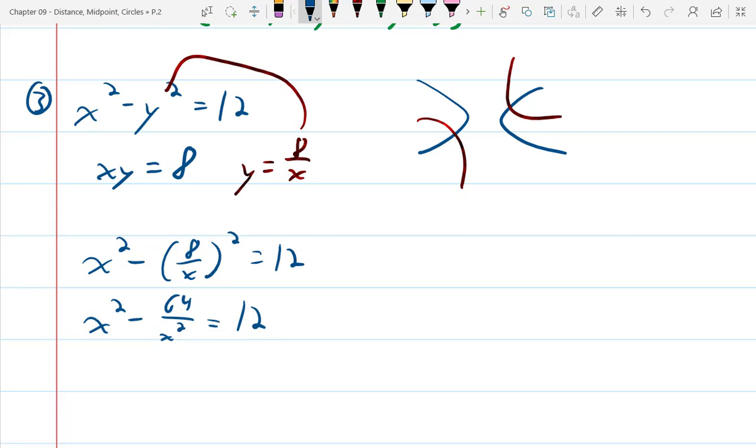Now, we right away know something x cannot be. Zero. So if you get any points where x is zero, that's out. So that's like a domain restriction thing to just be aware of. You can see that in the original problem. xy equals 8. x could not be zero, could it? Because you can't multiply zero times something and get 8. What's a good next step here?